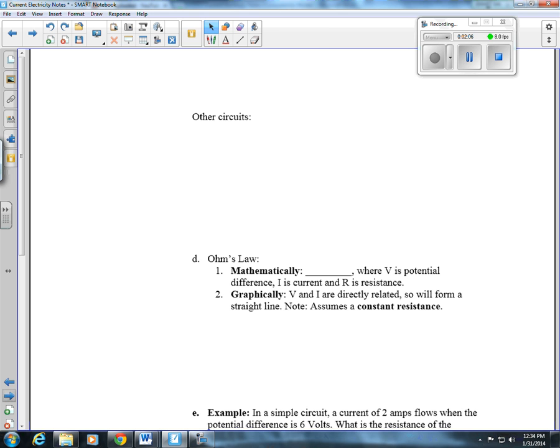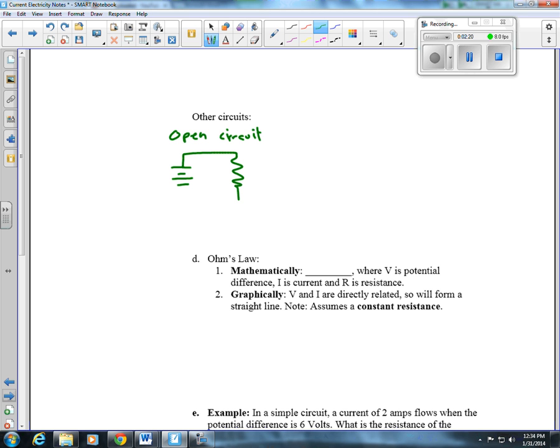Now, other circuits, we can define an open circuit. A circuit that has an opening or a gap, so maybe something like this. I got my resistor, but there is an opening in it. And in that case, no current can flow because the electrons can't get from the negative side around to the positive side.